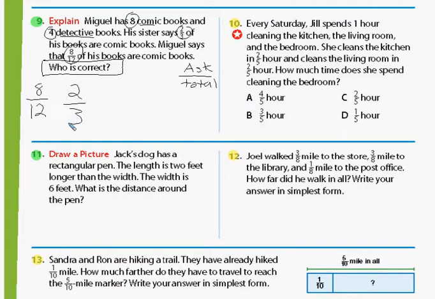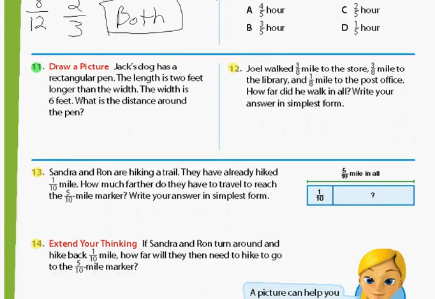So she's saying 2/3 of his books are comic books. If I cross multiply, 2 times 12 is 24. 3 times 8 is 24. So it looks like they are both correct. Both of them are correct. Box in my answer there. And problem number 11.